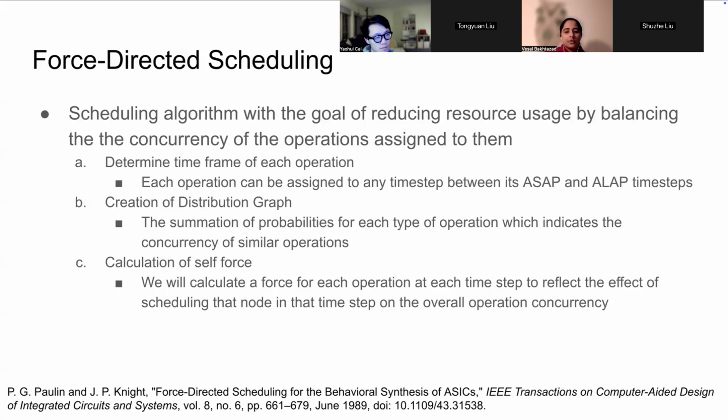A force for each operation at each time step will reflect the effect of scheduling that node in that time step, and the effect of that on the overall operation concurrency. If it is positive, it means that the assignment will cause an increase to operation concurrency. And if it is negative, it leads to a decrease.